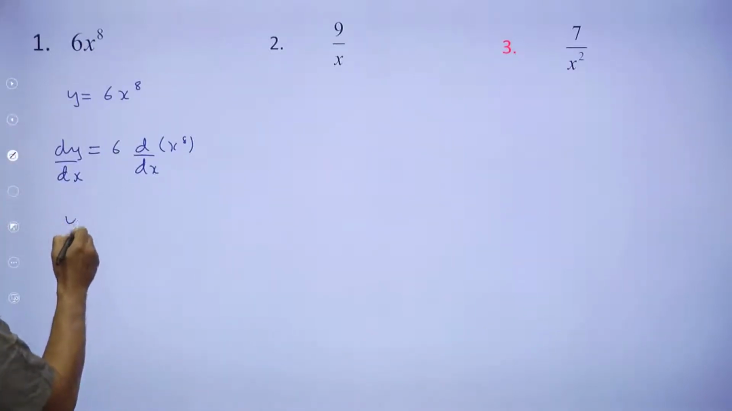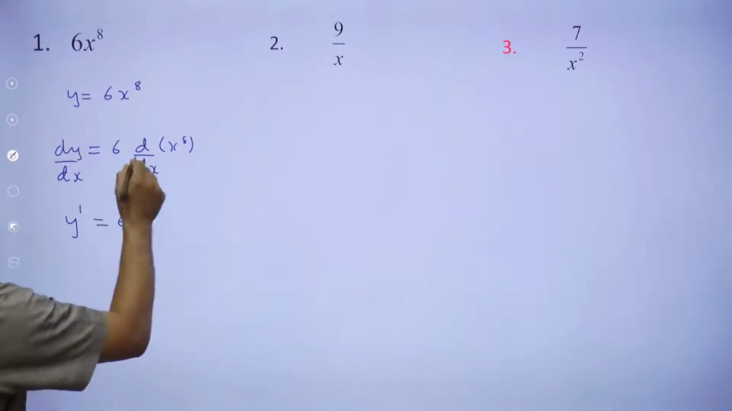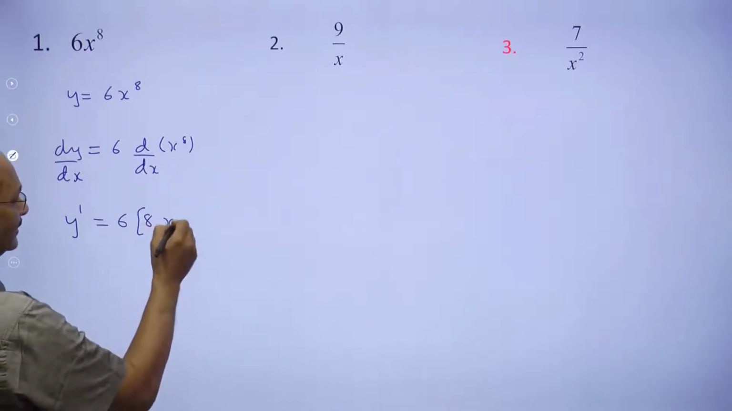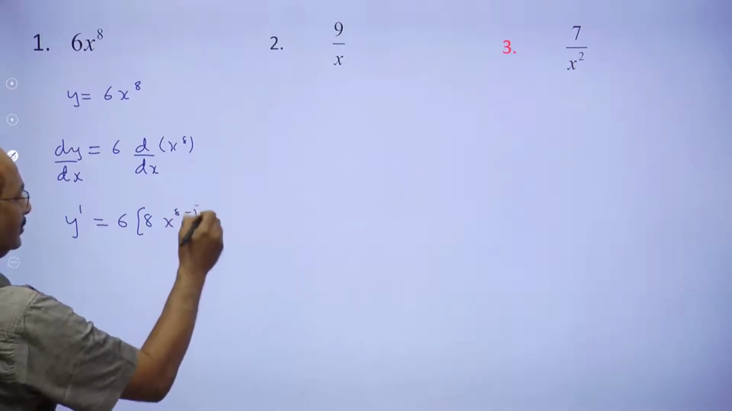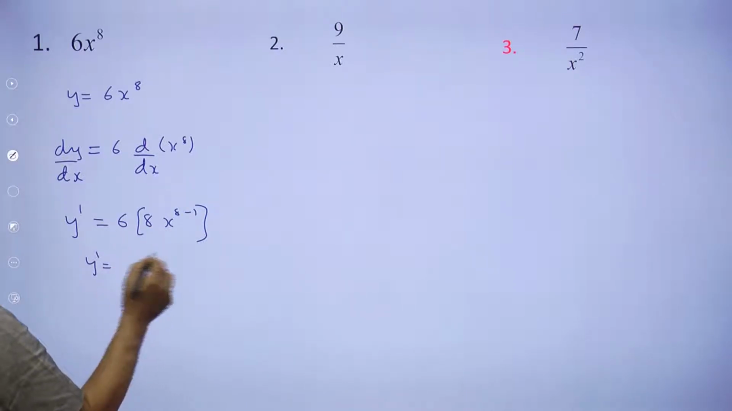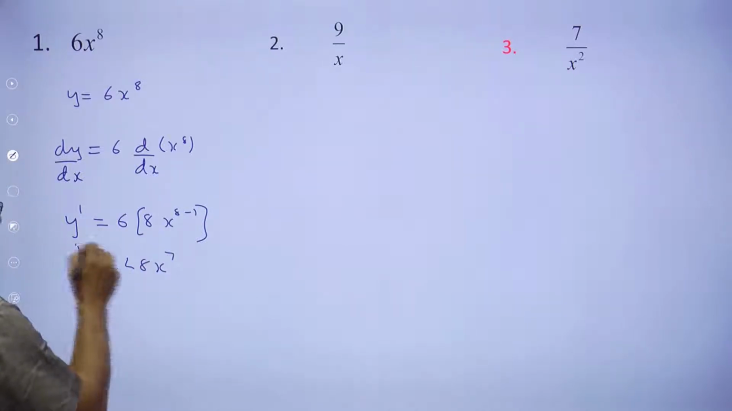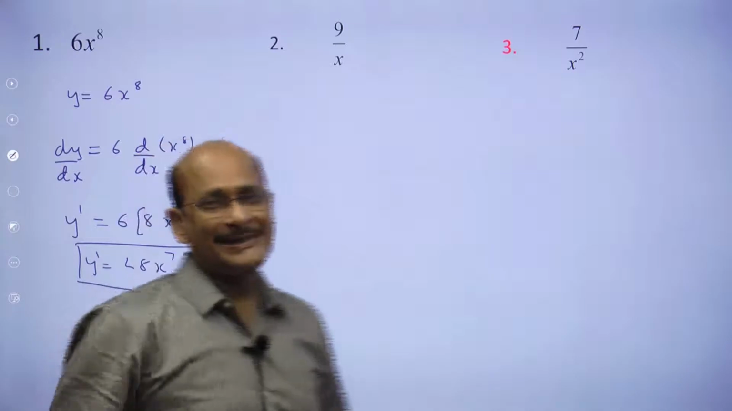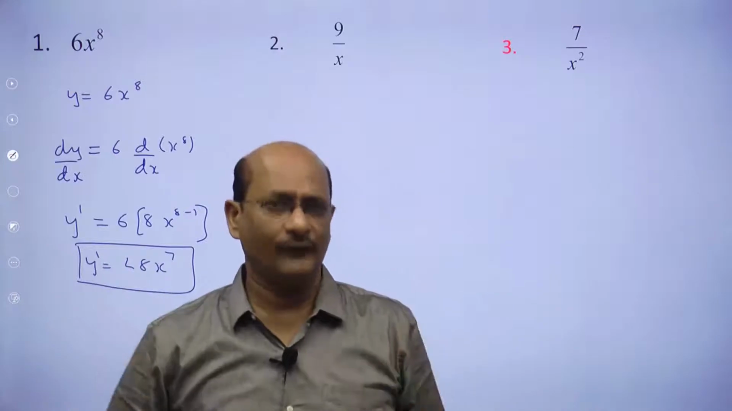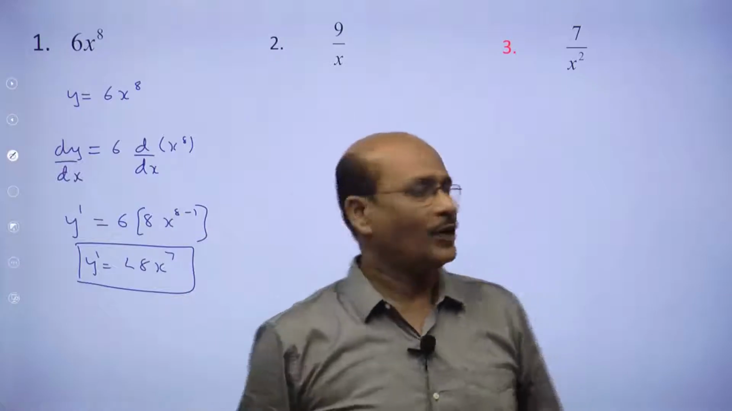So y dash: the coefficient 6 will remain as it is, and for the derivative of x, bring the power down and take 1 less, that is 8 minus 1. So y dash is nothing but 6 times 8, which is 48 x raised to 7. Now you can do these things directly also, I am just showing you because this is the beginning. Remember, the power rule is the most powerful rule in differentiation: x raised to n gives n x raised to n minus 1, bring the power down and 1 less. I hope you got this point clear.